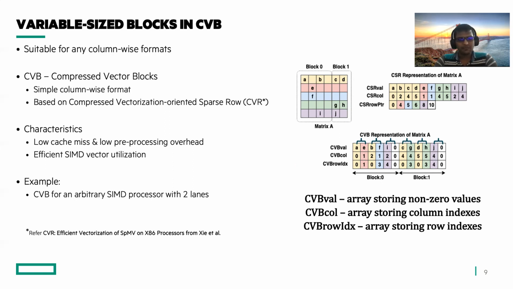Here we have created a CVB format for matrix A with a SIMD register of 2 lanes in mind, for example, like an AVX 128 instruction set. Whenever a SIMD register reads elements from this matrix, say 2 elements, each element is placed in a separate lane, and each of those elements belongs to separate rows. For example, the first reading of A and E will have element A from row 0 and element E from row 1, and so forth. All the elements are read in such a way that each element belongs to a different row.